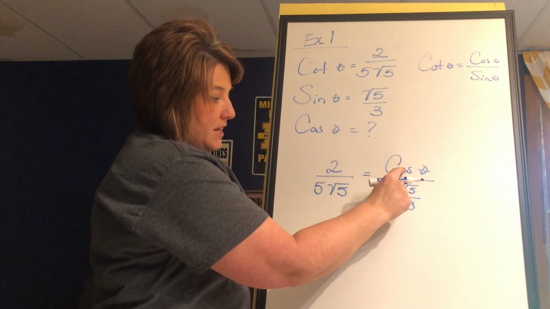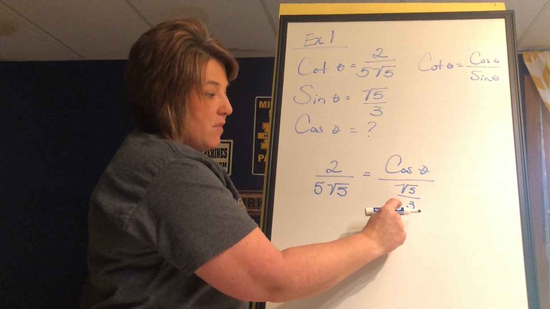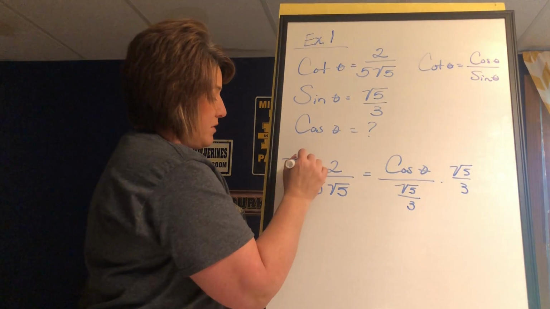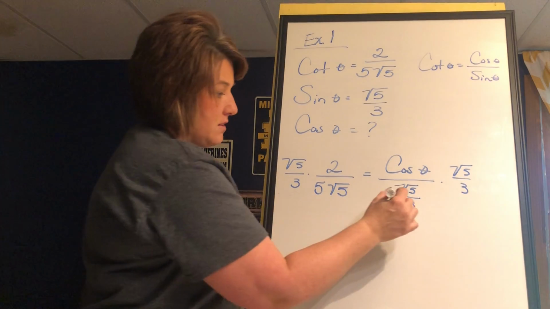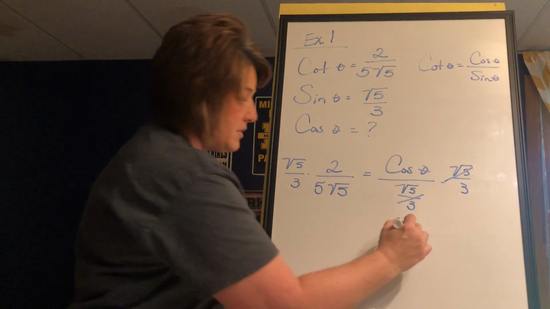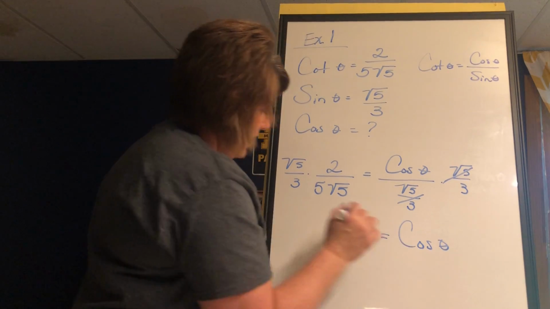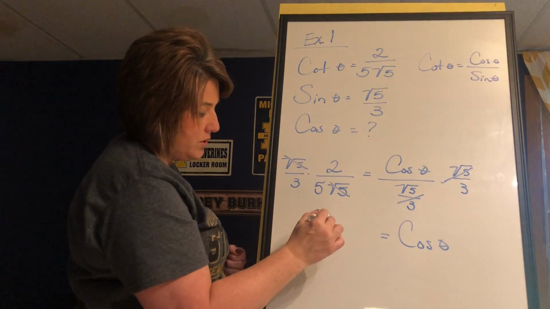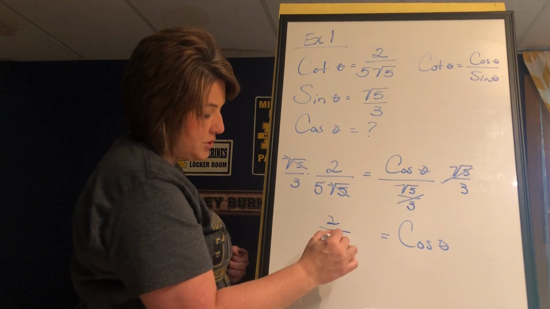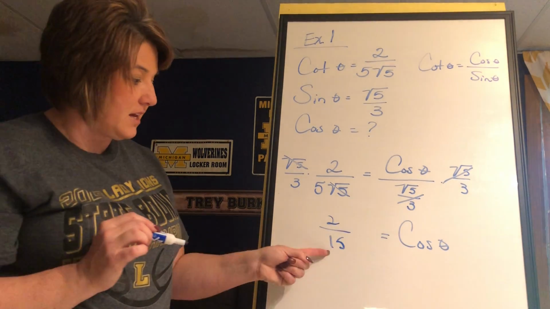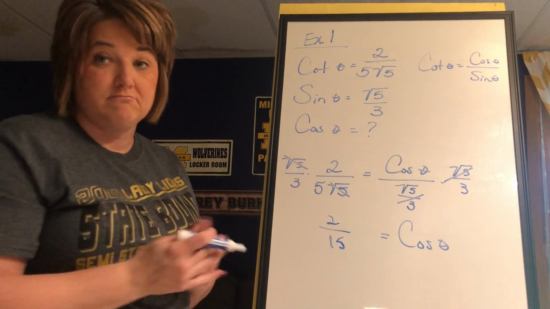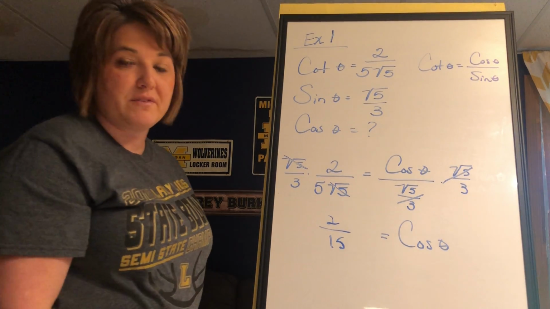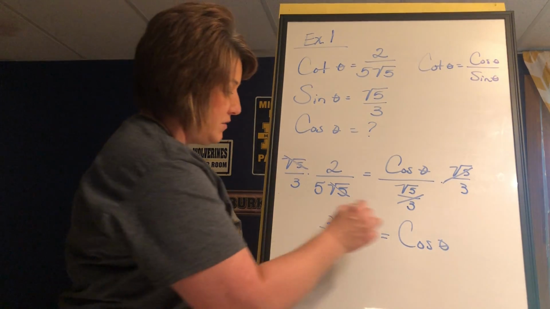So if I want to solve for cosine of theta, I need to get rid of this denominator. I'm just going to multiply both sides by the square root of 5 over 3. These cancel. So I'm left with cosine of theta on this side. And over here, if I cancel those out, I end up with 2 in the numerator over 3 times 5, which is 15. So the cosine of theta is 2 over 15, and that's it. That's your answer. That's what you were looking for. We can find out these trig values, and we don't even have to figure out what theta is. So there's your answer.